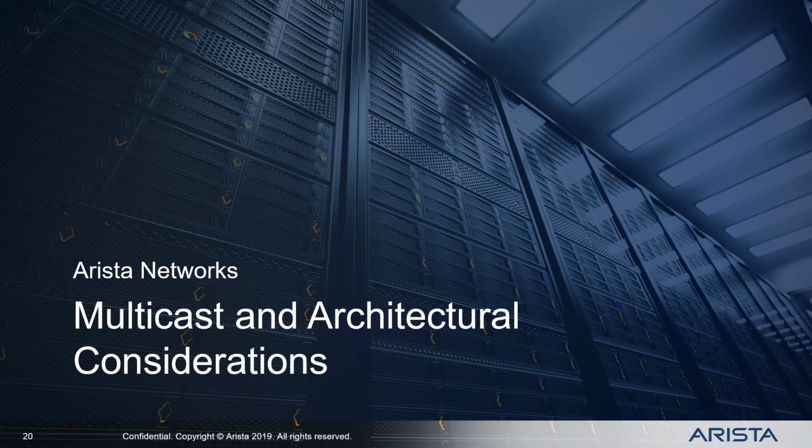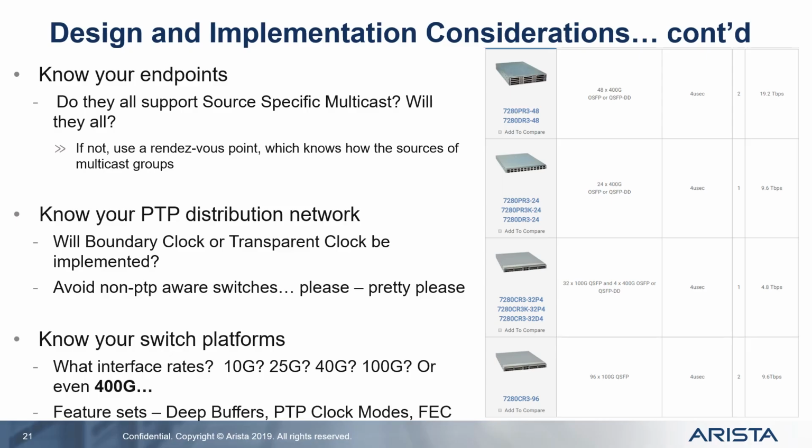All right, so let's now go into multicast and some architectural considerations. Really, we have to know all of our endpoints when we're designing the network. Do they support source-specific multicast, or do they not? If they don't, then you need what's called a rendezvous point to route multicast traffic. And when I'm talking about routing multicast traffic, I mean routing it from one subnet to a different subnet. That's just like how you would do routing in a unicast environment. It can operate in the same way, just in multicast. So routing from one subnet to another subnet.